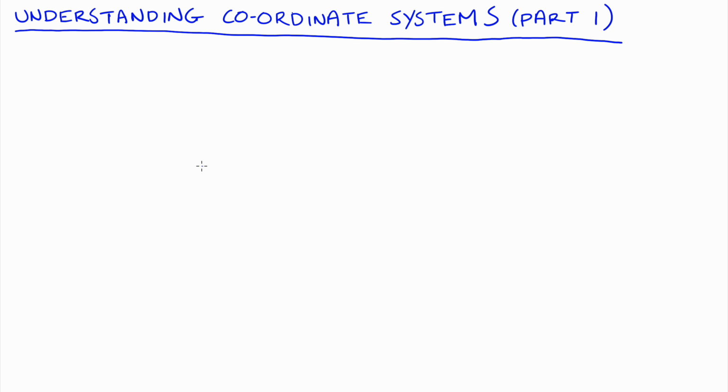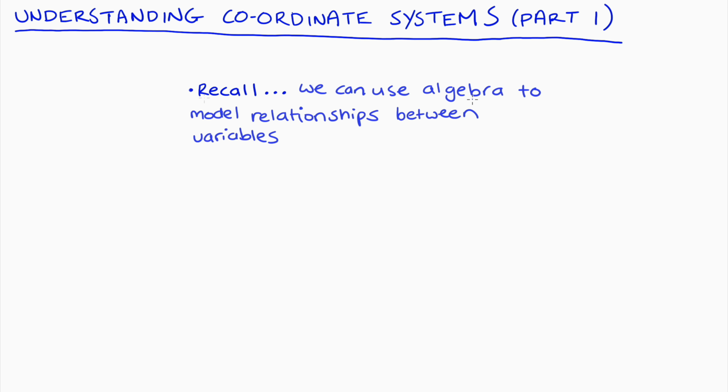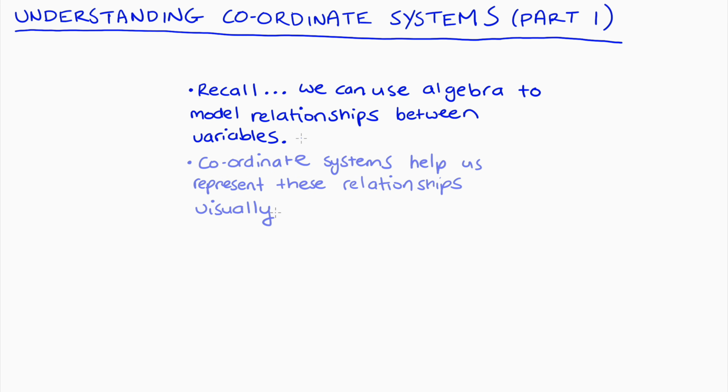If you're going through the whole course, the coordinate system is related to our previous videos on elementary algebra, so recall our discussion around variables and the use of algebra to model the relationships between variables that we're interested in. What we're going to see in this video is that coordinate systems allow us to represent these algebraic relationships visually.